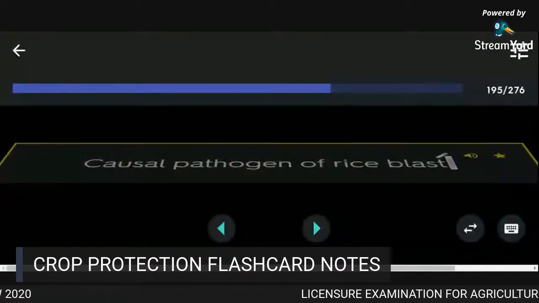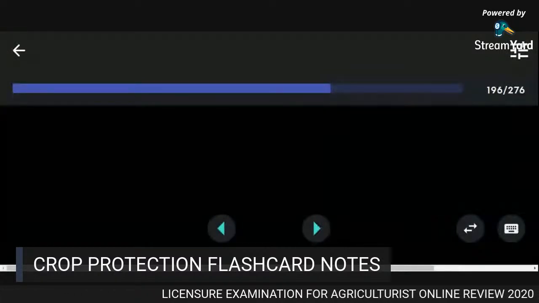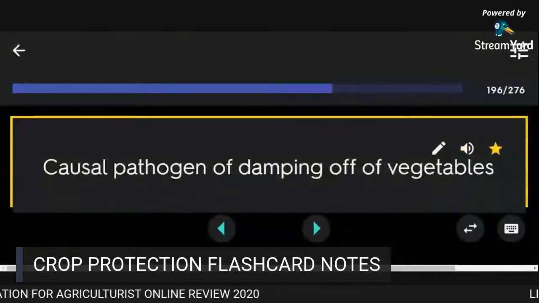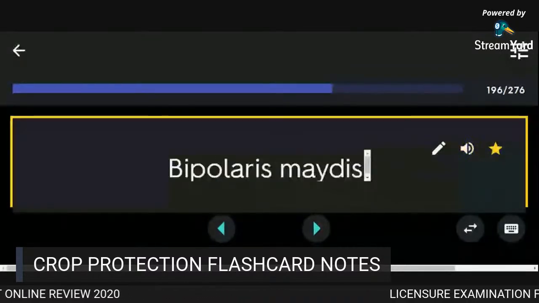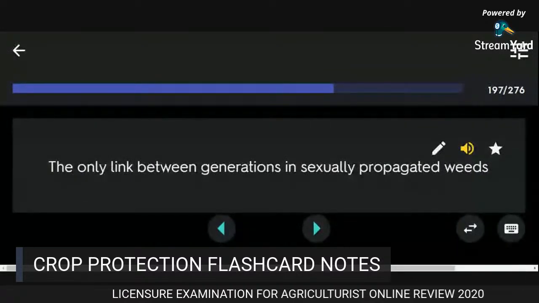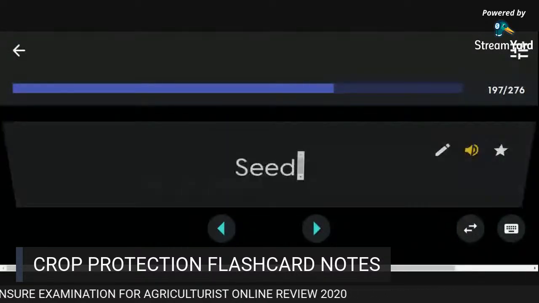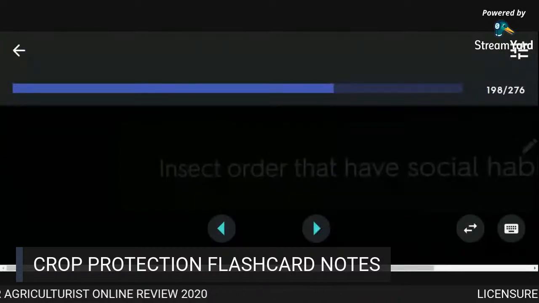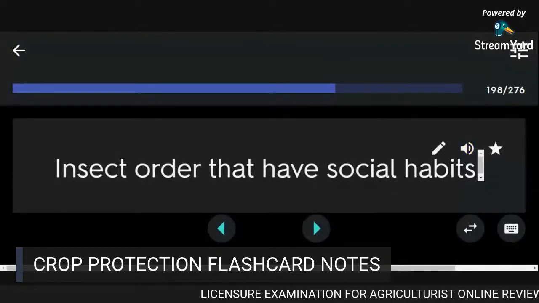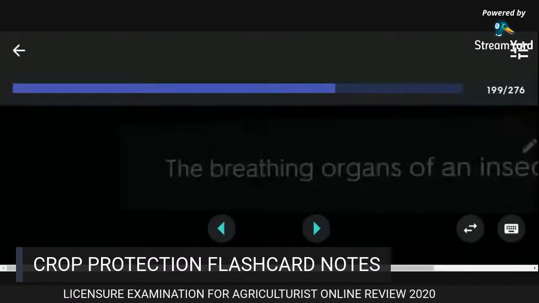Magnaporthe grisea. Causal pathogen of damping off of vegetables. Bipolaris maydis. The only link between generations in sexually propagated weeds. Seed. Insect order that have social habits. Hymenoptera. The breathing organs of an insect.